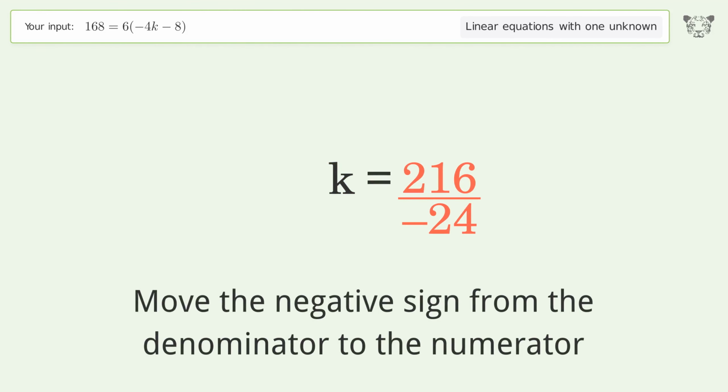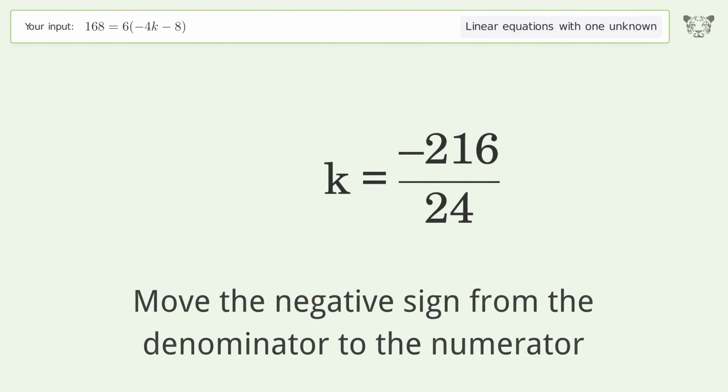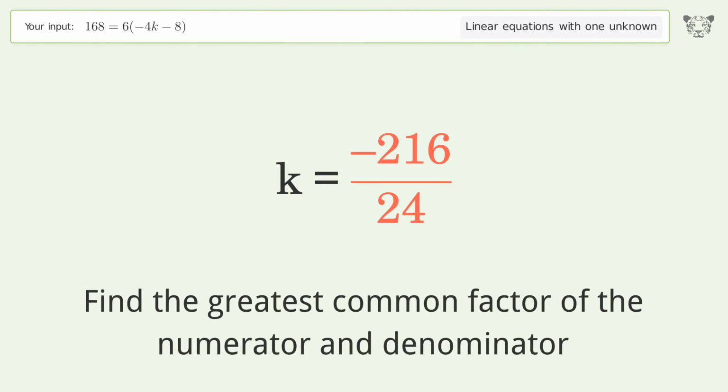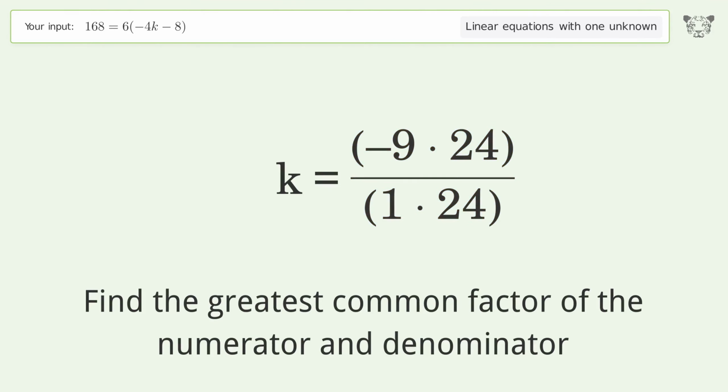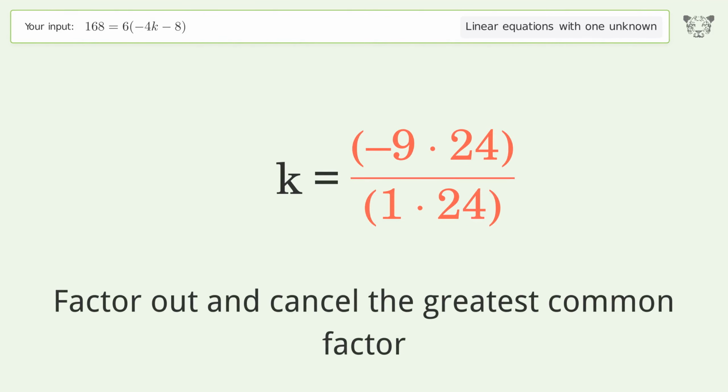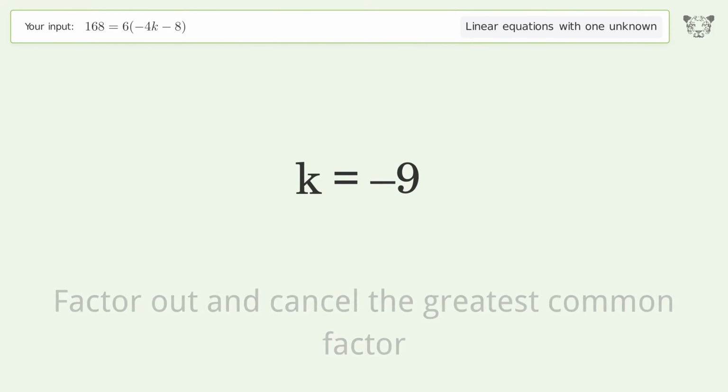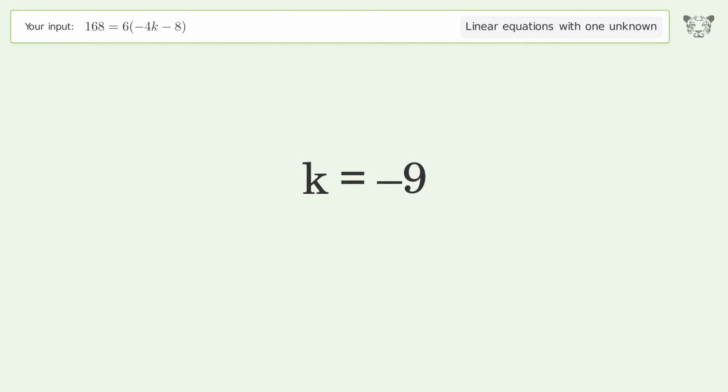Move the negative sign from the denominator to the numerator. Find the greatest common factor of the numerator and denominator. Factor out and cancel the greatest common factor. And so the final result is k equals -9.